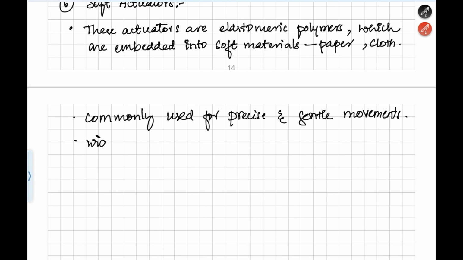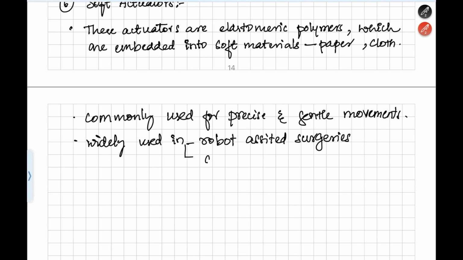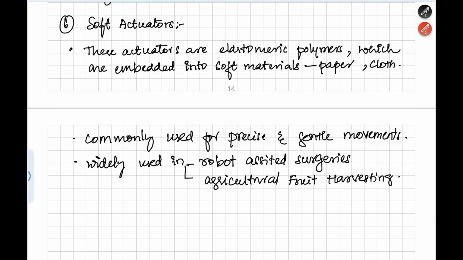They are widely used in robot assisted surgeries, or they are also used in agricultural fruit harvesting, where not just the mechanical motion matters, but they have to be very careful. When we speak of surgeries, while dealing with a human body, we have to be very careful, right? When we make use of hard or rough substances, it is not feasible here. Thus we have to make use of materials which are very soft, right? So those are called elastomeric polymers.